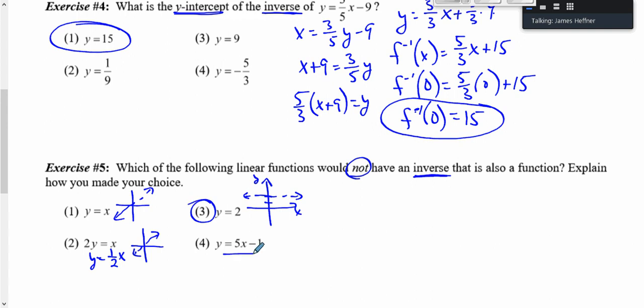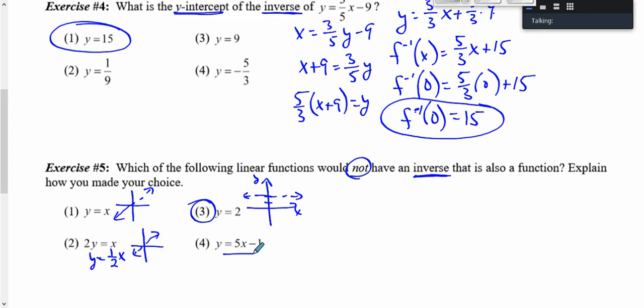All right. This one here is another linear equation, right? So you could say all but one type of linear equation is one-to-one or has an inverse that's a function. And the only type of linear equation that would not have an inverse that's a function would be that horizontal line like that. Does that make sense? Okay.